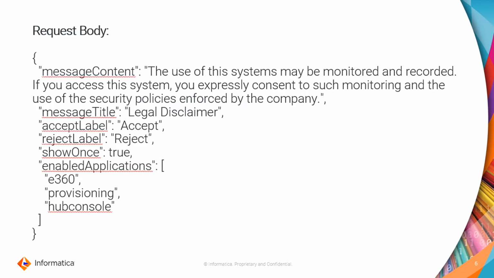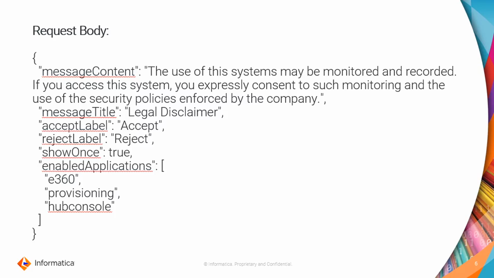Here is the request body. The message content is the message which you want to display when the user logs into the Informatica application, and the message title is the header part of the message. Accept label is accept, reject label is reject. These two are the button names. In the message, you will get two buttons, one acceptable and one rejectable, so those two button names you need to pass in the request body.